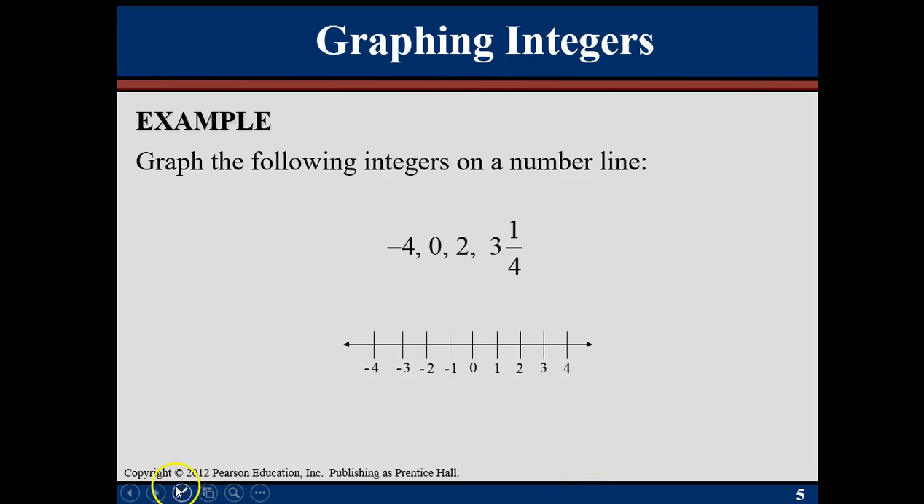When you graph these on the number line, 0 is always right in the middle. So if I was going to graph 0, it's right here. The number 2 is right here. 3 1/4 is 3 and a little bit more, so it'll be right about there. But the -4 would be over here to the left. Negative numbers are always to the left.